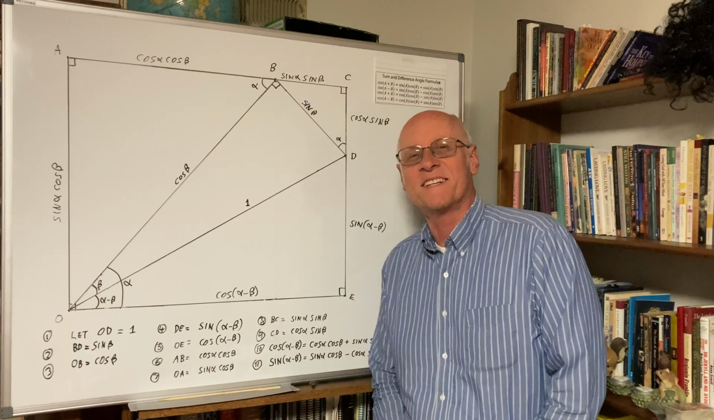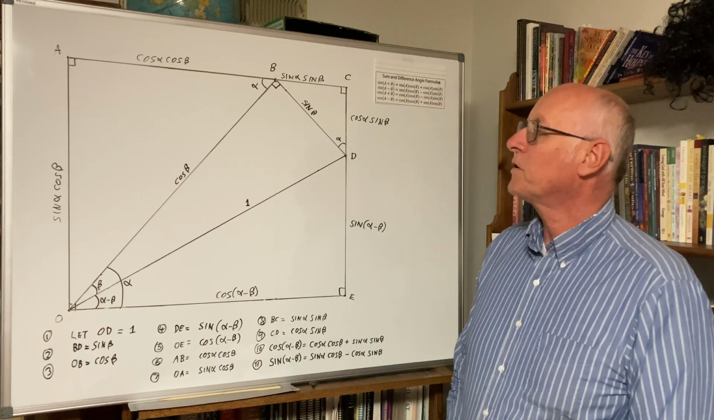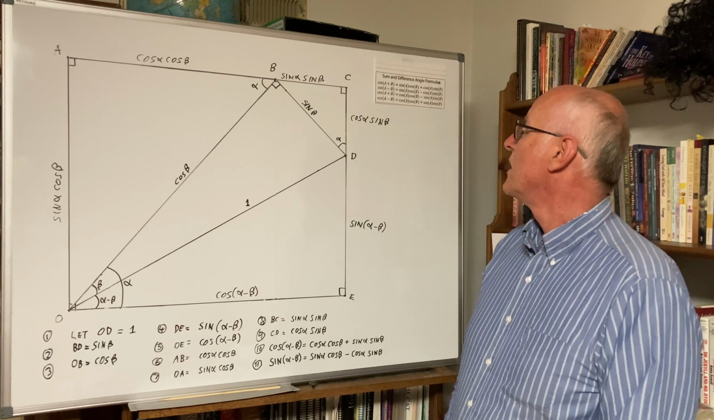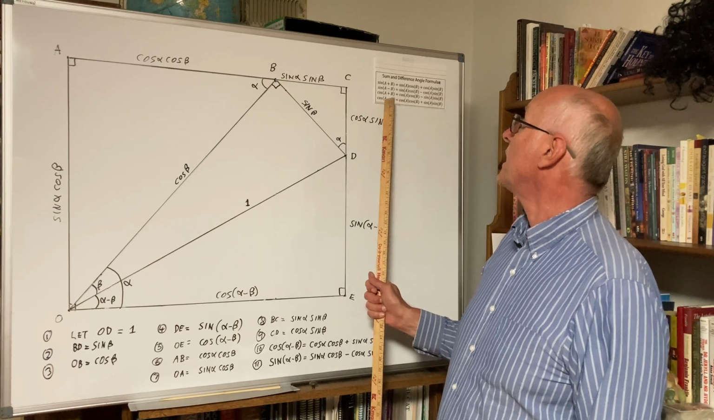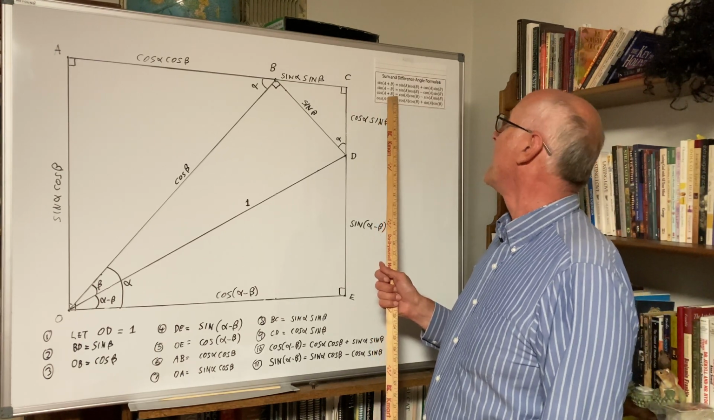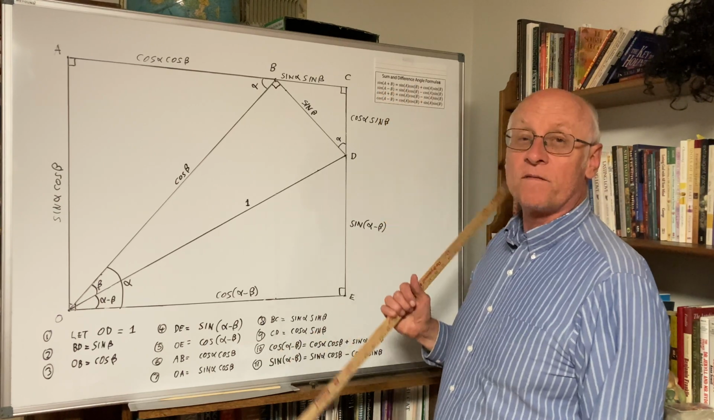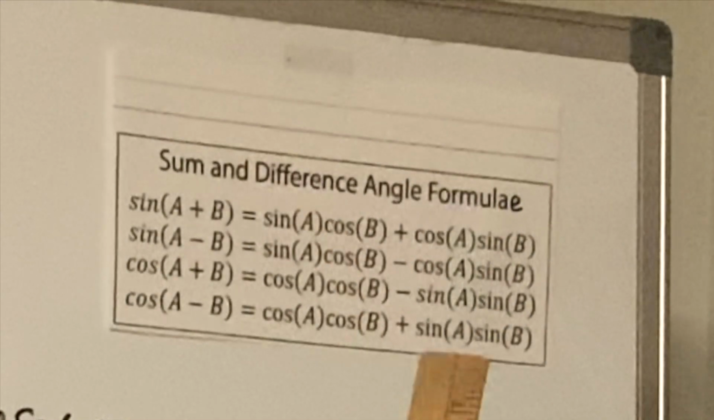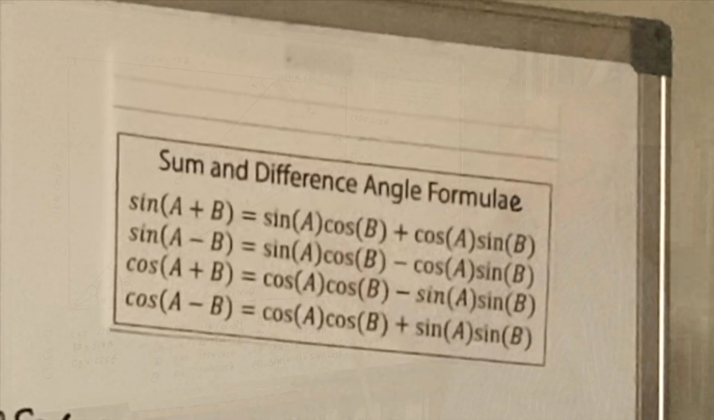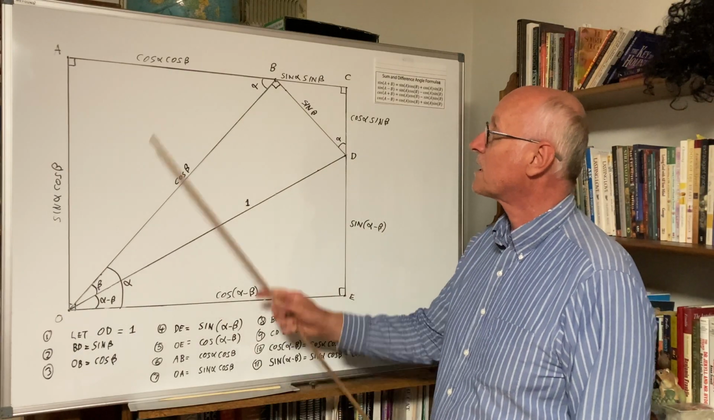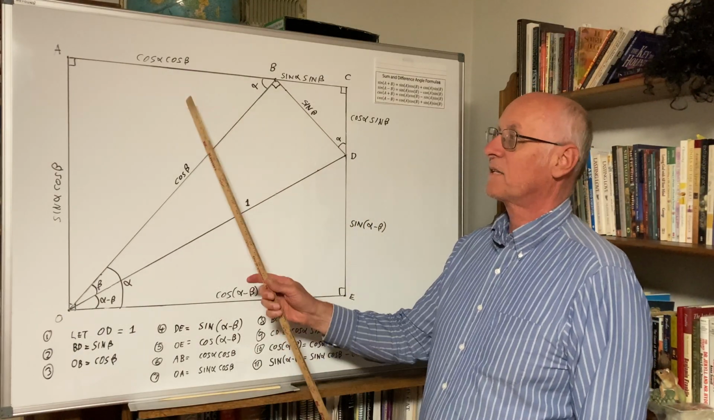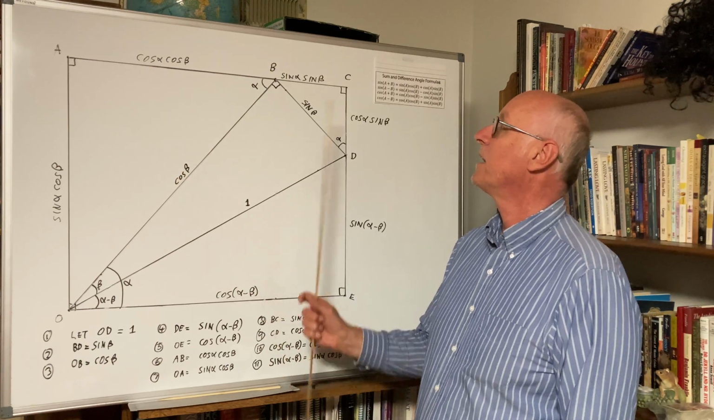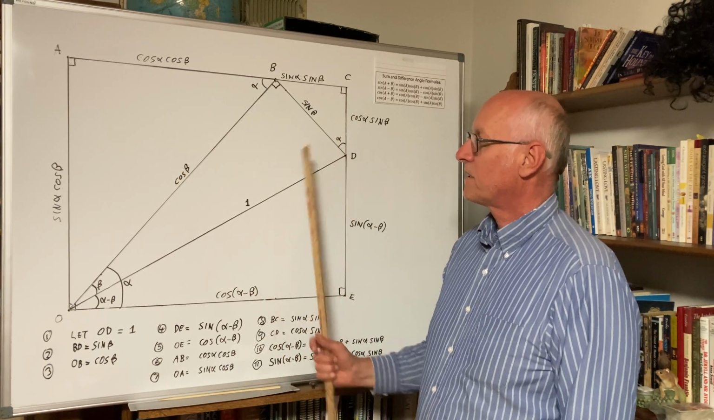Welcome, quadrature fans. Today we will do a proof of the basic cosine difference and sine difference angle formulae. And the basic setup is a diagram that looks like this. It has a bunch of right angles. All of these are right angles.